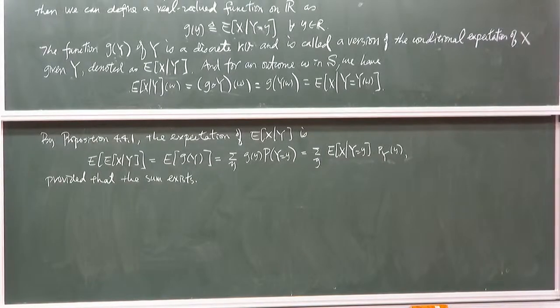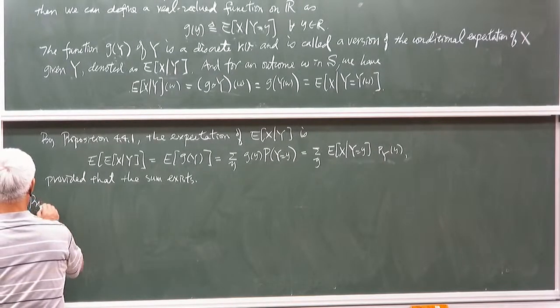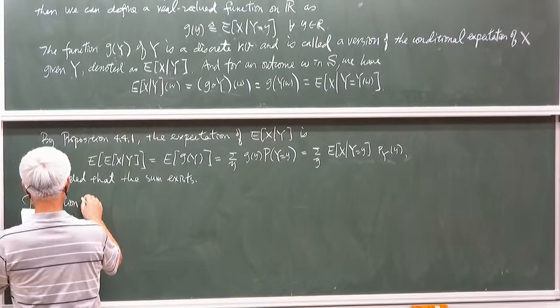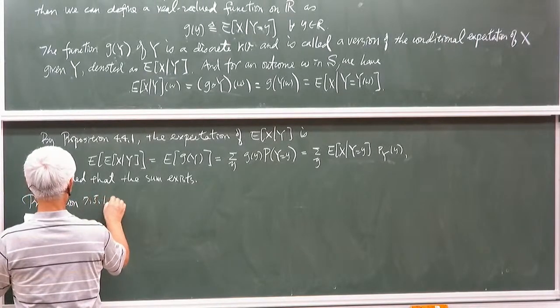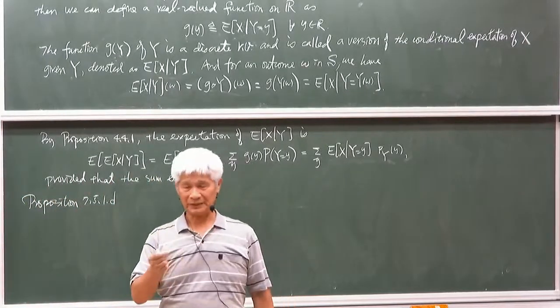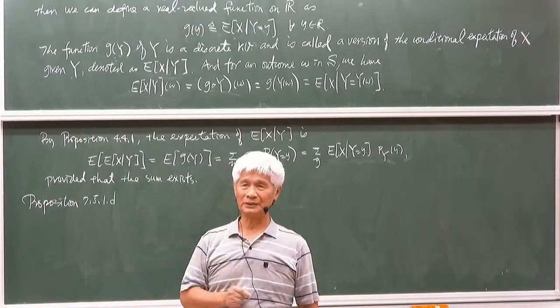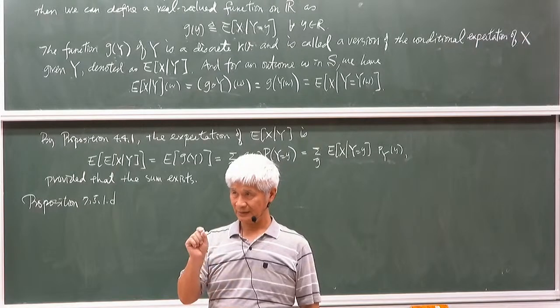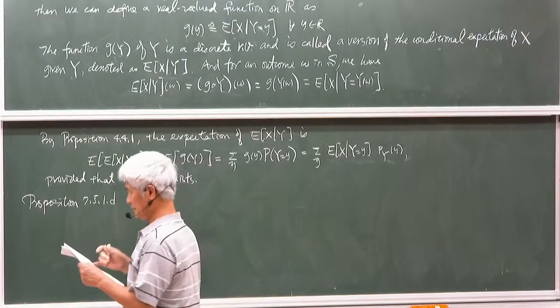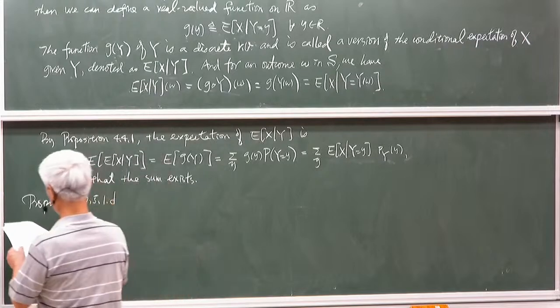Now the next theorem summarizes important results. So, proposition 7.5.1, discrete case. It's a part of a theorem in the textbook, but the statement in the textbook is not precise. So please see the statement here.